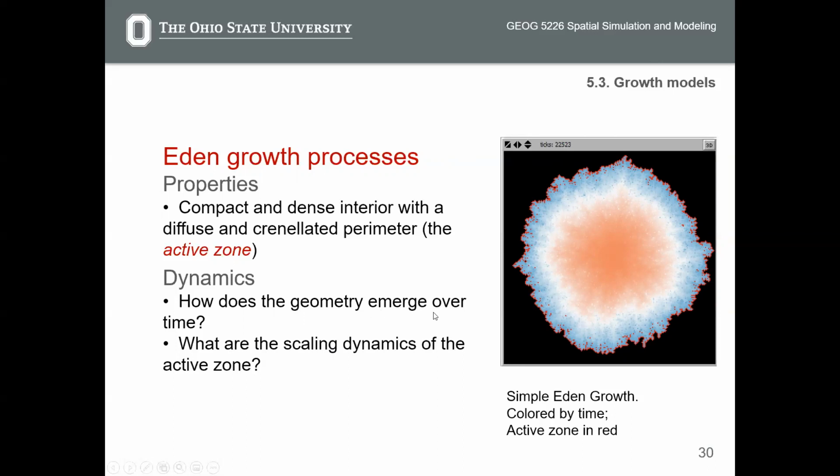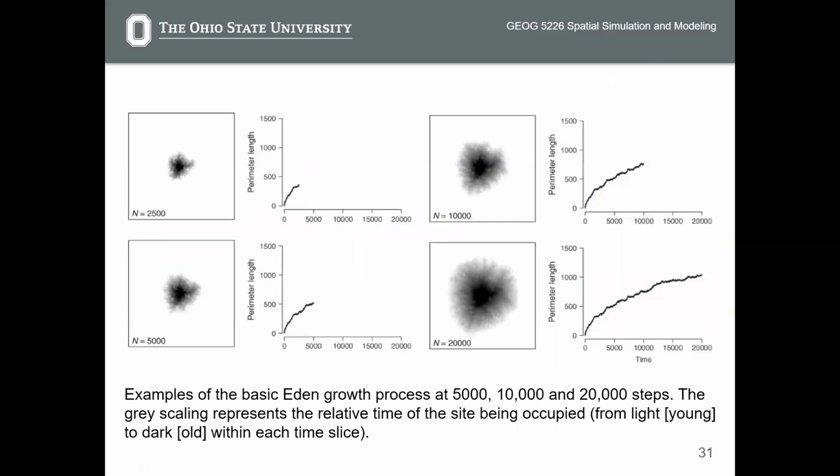So dynamics, what we care about in this Eden growth process. How does the geometry emerge over time? Okay, and what are the scaling dynamics of the active zone, the front line of this spreading, of this growth? Okay, so we care about these dynamics, and we can just use several figures and plots and curves to address that. Okay, so this is a basic Eden growth process at 5,000, 10,000 and 20,000 steps.